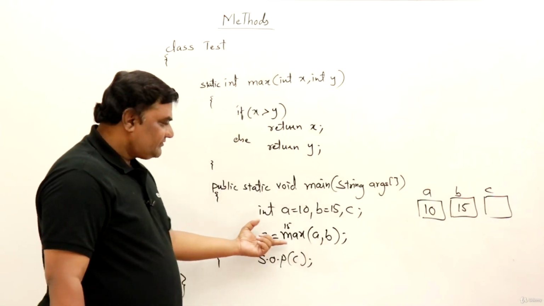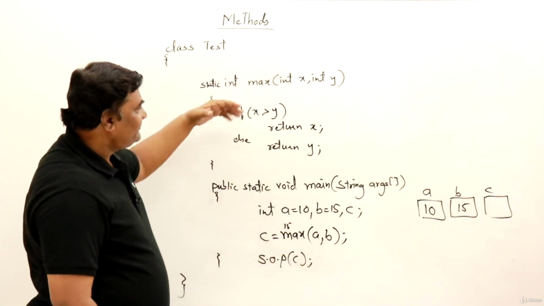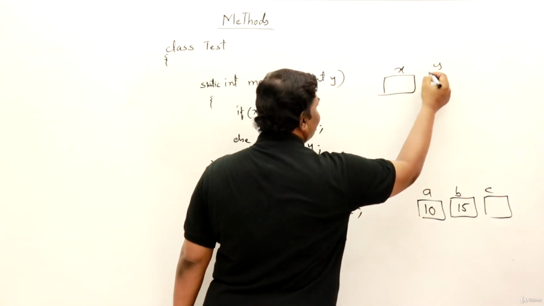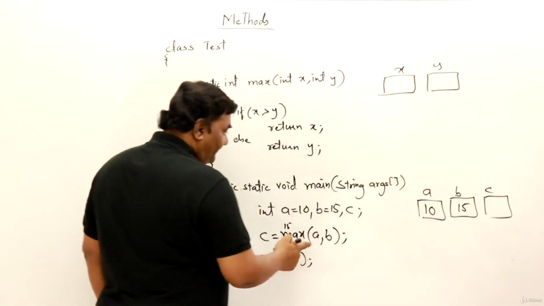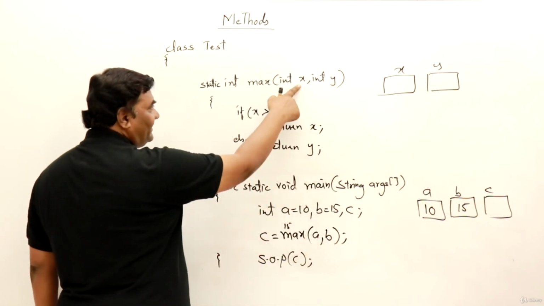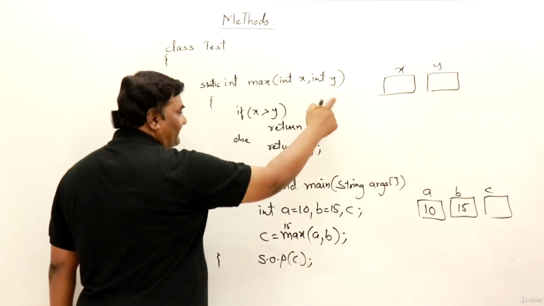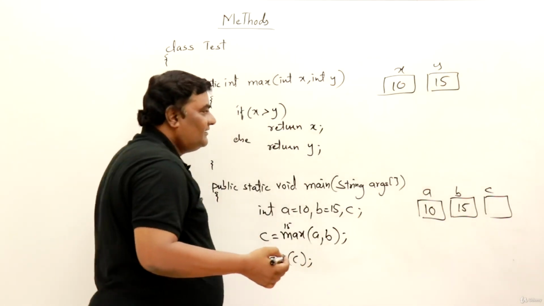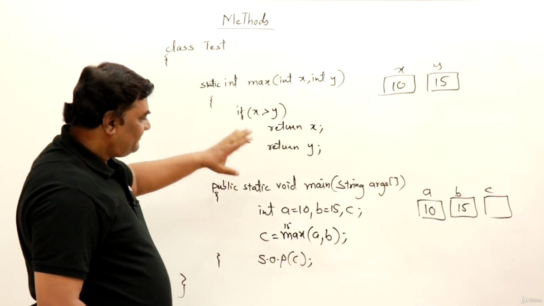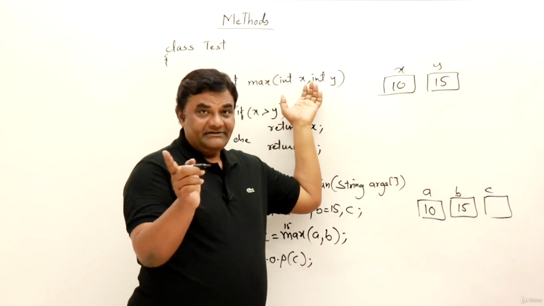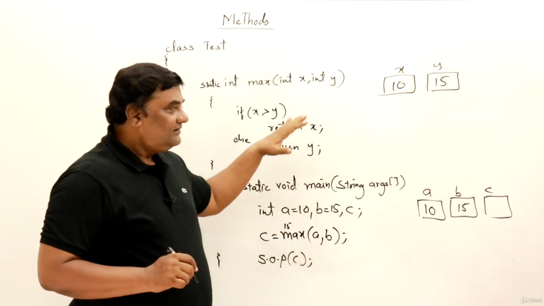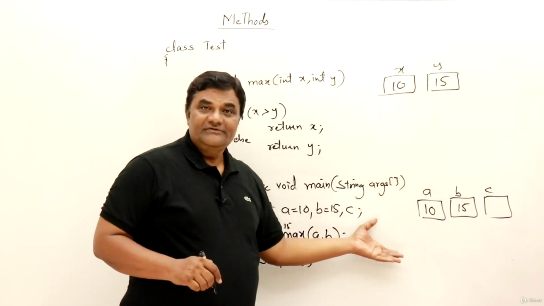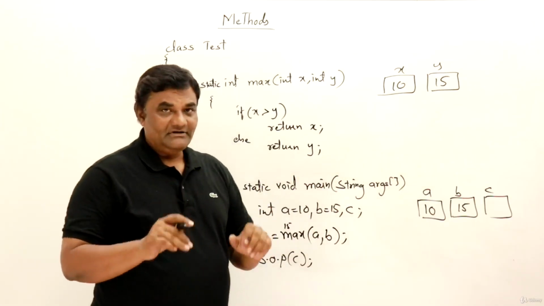Now next is main is calling this max. Once max is called, it is having two variables: x, integer type 4 bytes, y, integer type 4 bytes. Now when this is called, the value of a is copied in the corresponding variable, that is x, and b is copied in y. So this 10 is copied here and 15 is copied here. So when a method is called, the respective parameters are copied, and a method will have its own copy of variable, right? This is having its own variable and this is also having its own variable.